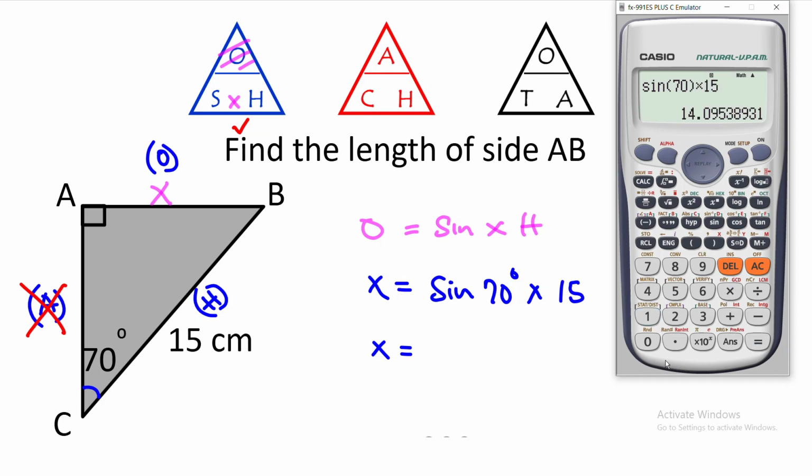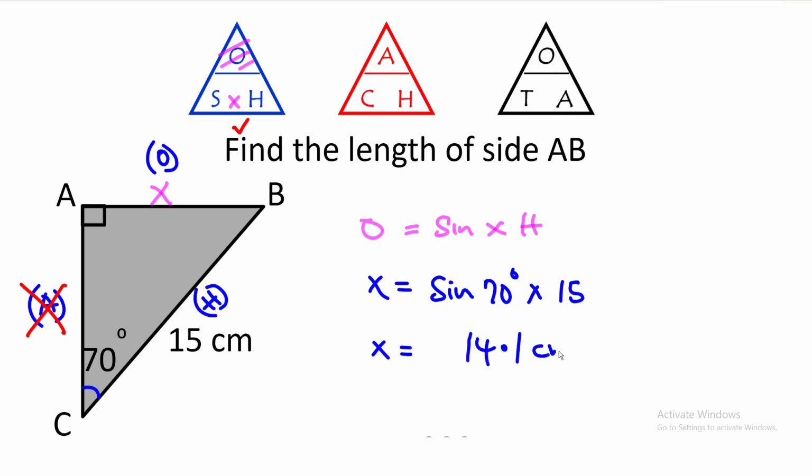Then we have 14.09538931. And we want to have our answer in one decimal place. That's going to be 14.1 centimeters. So the side AB is 14.1 centimeters.